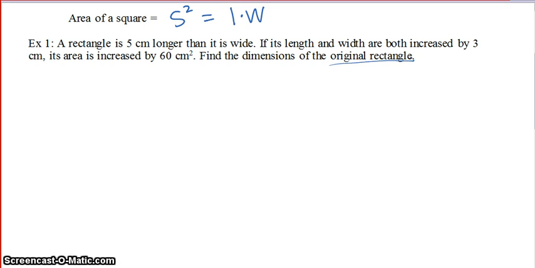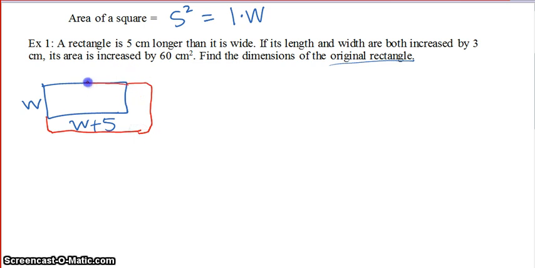Okay, so we have a rectangle, and it says that a rectangle is 5 centimeters longer than it is wide. So if I say W is the width, then our length is W plus 5, okay? That's of the original rectangle. Now I'm going to draw. Now it says if the length and width are both increased by 3, so let's say I'm making it bigger, so now it's the size of this, this red rectangle, okay?